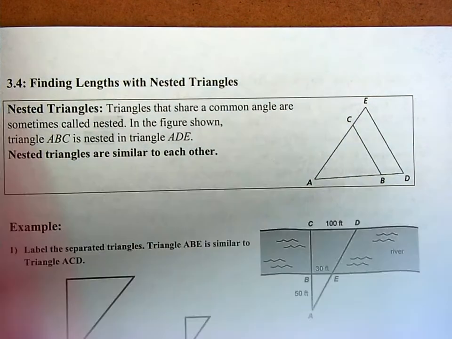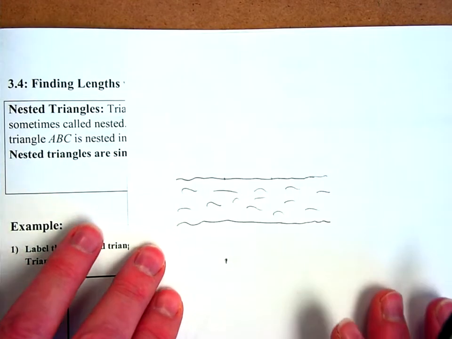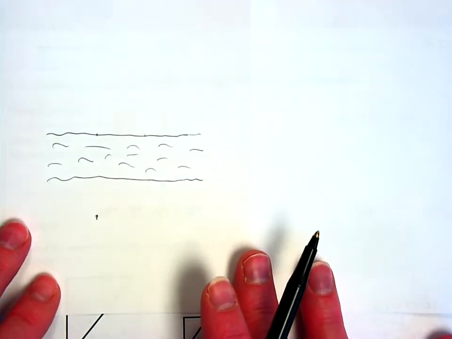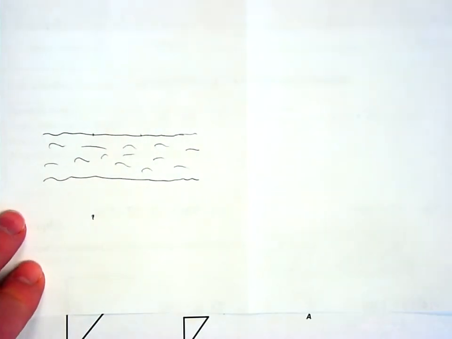Now, how can this be useful to us? Let's say we have this situation. We have this river that there is no bridge. We need, for whatever reason, to find out how wide the river is. What do we need to figure it out? We need a few stakes. We need the measuring tool.